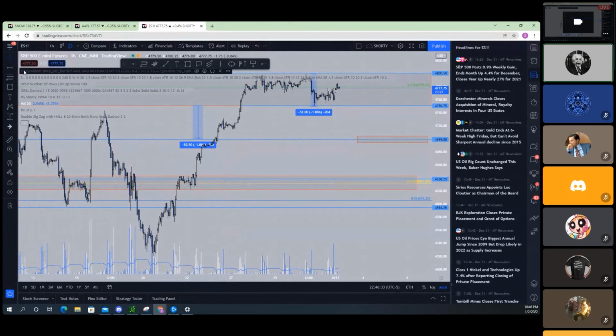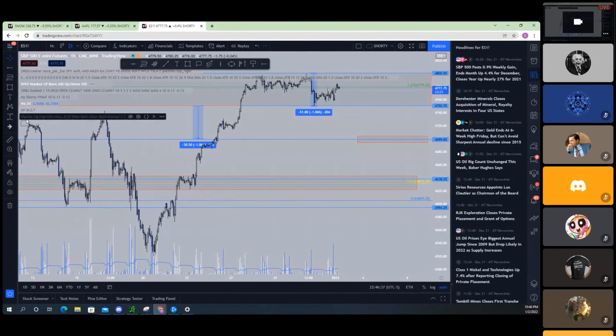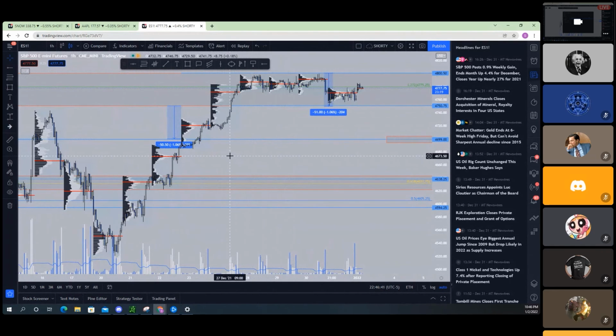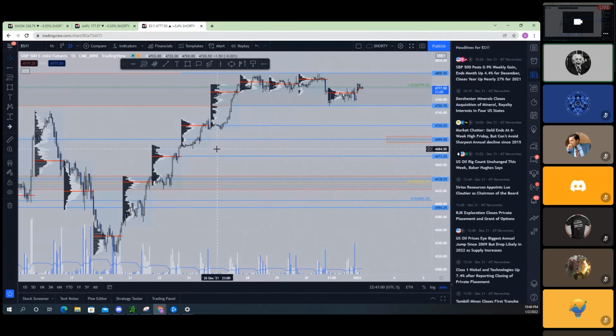Does ES have a VPOC at 47.20? Let's check real quick. So it definitely has a VPOC here. This is your VPOC here at 46.73. Let me just delete some of this stuff. This is not a VPOC here. Just know this is not a VPOC. This 47.25 that you have, or 75, maybe I'm off a little bit. This is not a VPOC.